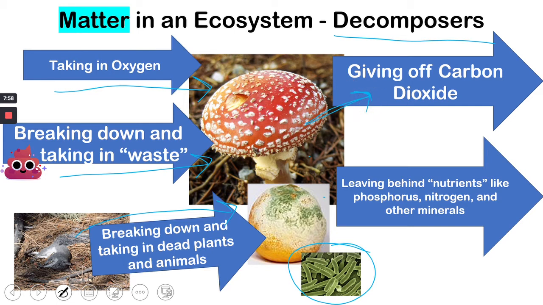They also are leaving behind something that they don't use. We call it nutrients. But nutrients are really simplified materials, things like phosphorus, which is an element, nitrogen, which is an element, and they also leave behind other minerals in the soil like calcium and magnesium and iron. So they leave behind these materials because they're breaking everything down until there's really nothing left.